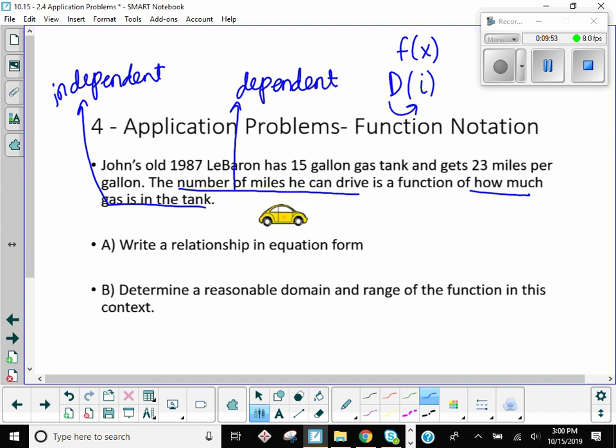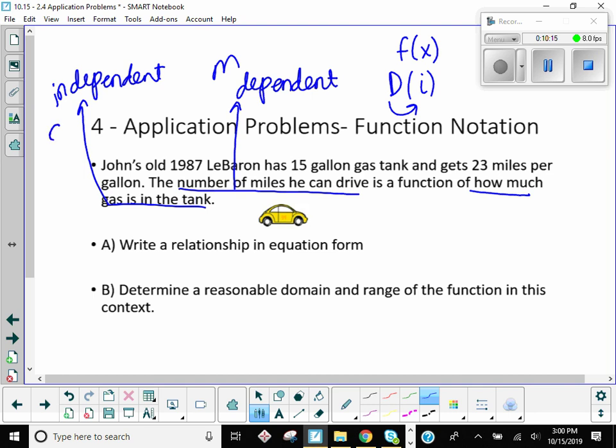So let's define some variables, okay? Here I said that the dependent information was the number of miles he can drive. And it depends on how much gas he has, right? Duh. So give me a letter you want to represent number of miles he can drive. M, okay. And how about, what do you want to represent how much gas is in the tank?